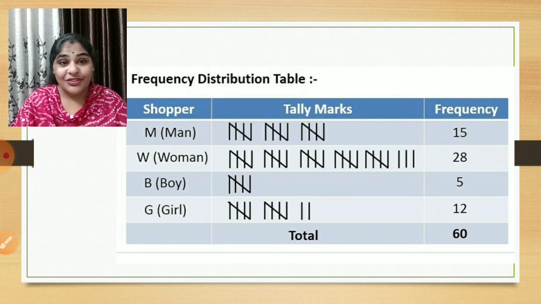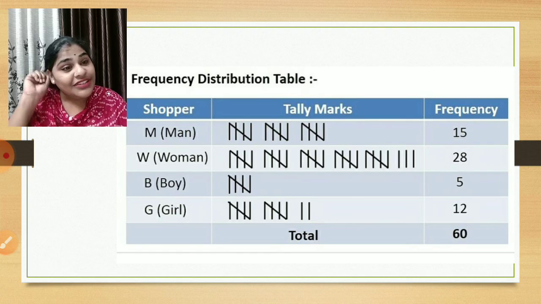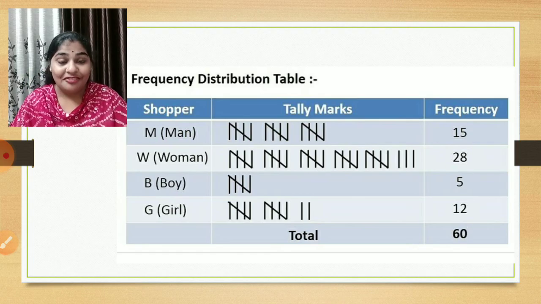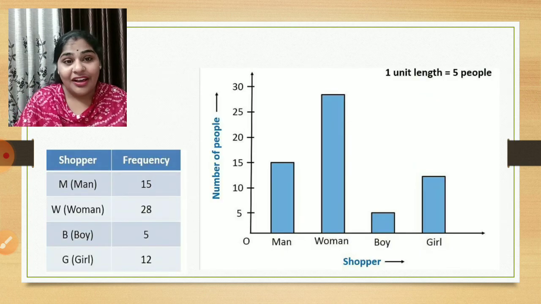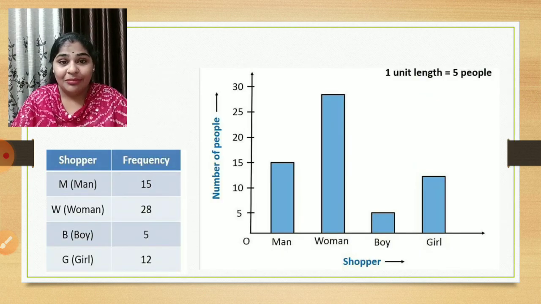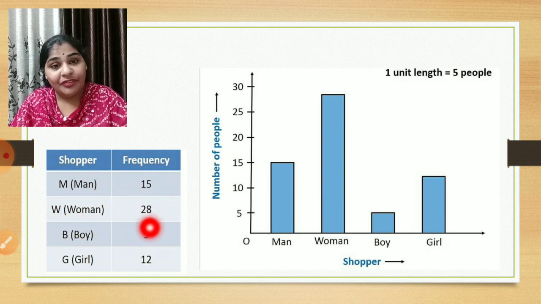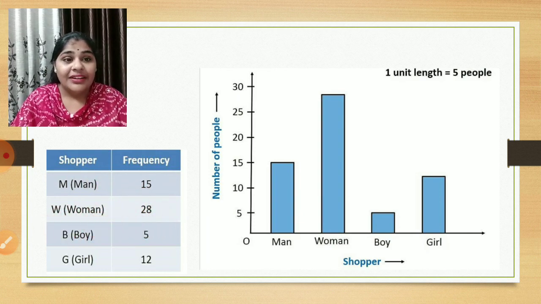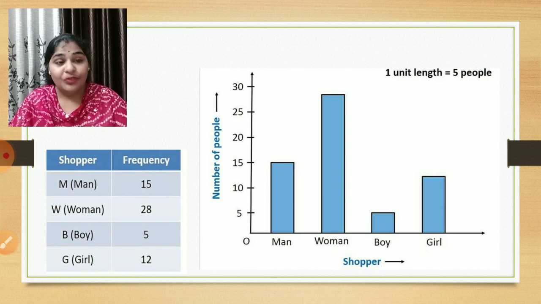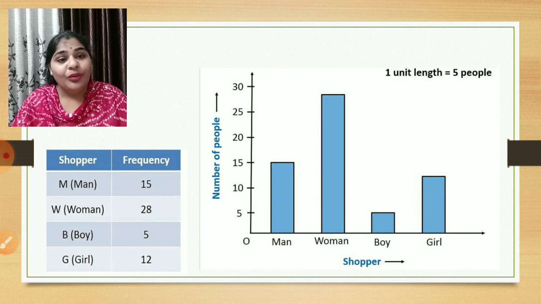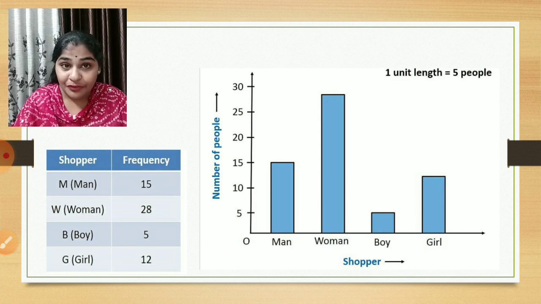Okay, so once you are done with the frequency distribution table, next they have asked to draw a bar graph, right? So this is how we got our table, that is men were 15, women were 28, boys were 5, and girls were 12. Now to draw a bar graph, we know first we have to draw an x-axis and a y-axis, right? On the x-axis we will take shopper. On the y-axis we will take number of people.